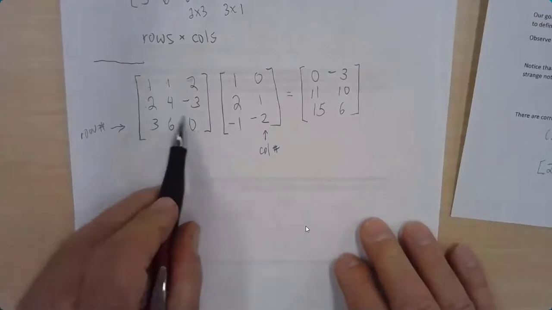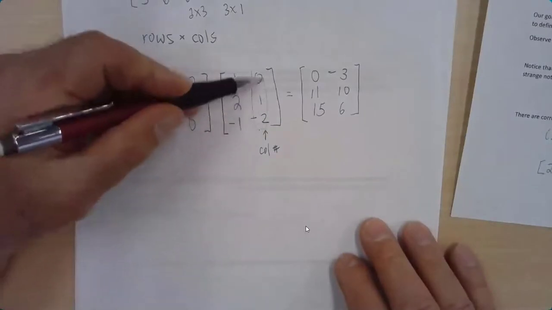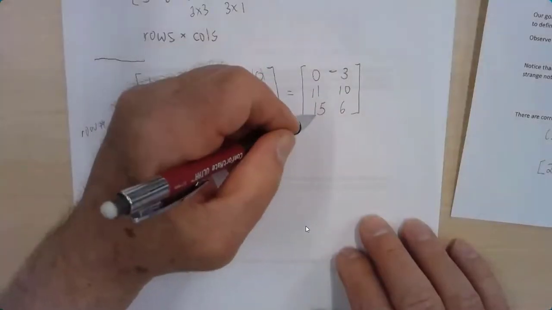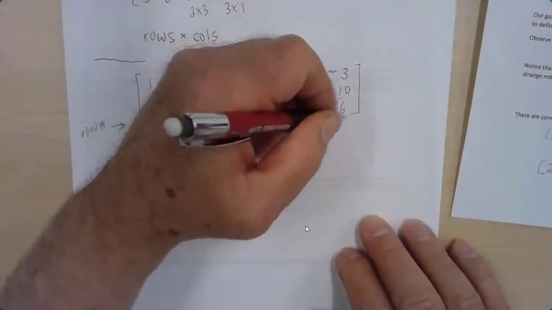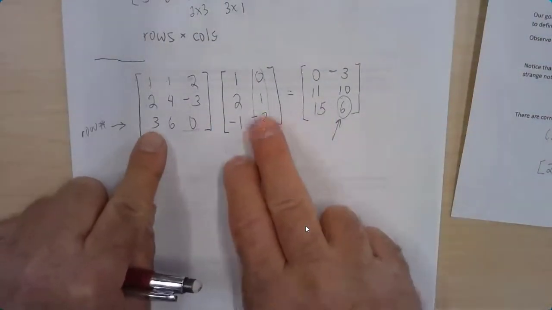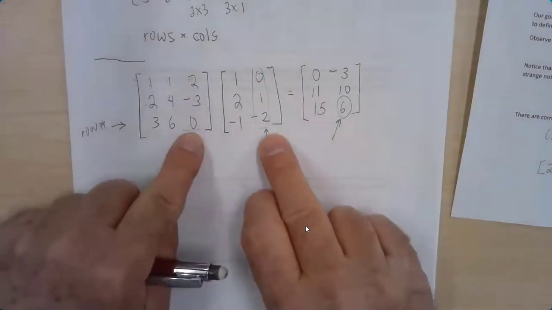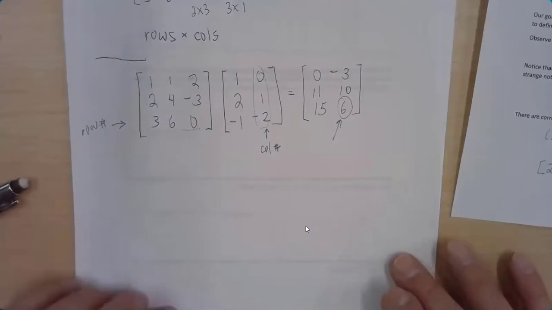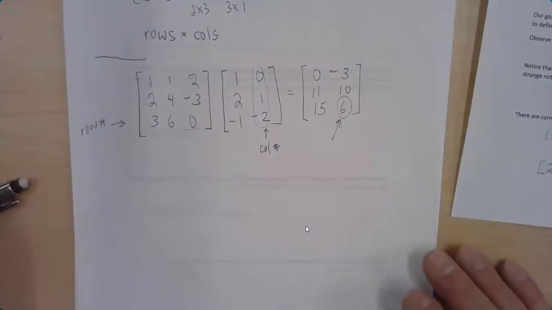So this thing times this thing should be third row, second column. 1, 2, third row, second column goes right there. And if you just check it out, 0 plus 6 plus 0 is indeed 6. So it worked. Okay. Now, anybody want to ask a question about that?